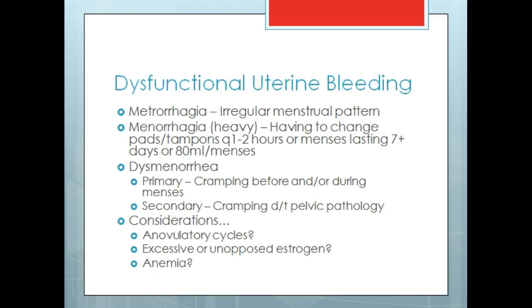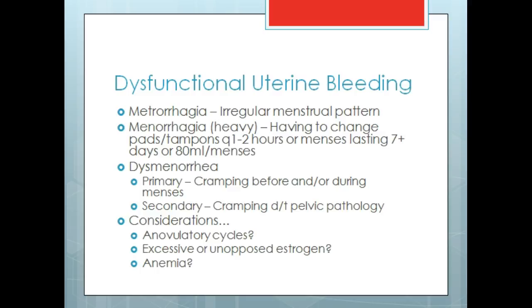Dysmenorrhea we can divide into either being primary or secondary. So primary dysmenorrhea means that she's having cramping either right before her period and then during her period, whereas secondary is implying that it's due to some other kind of pathology.